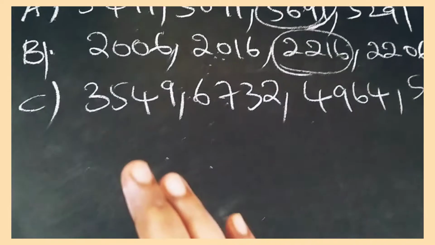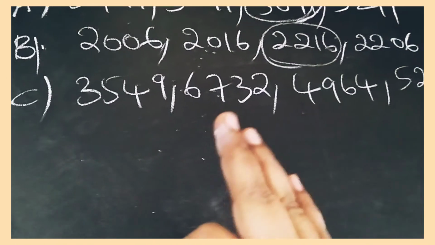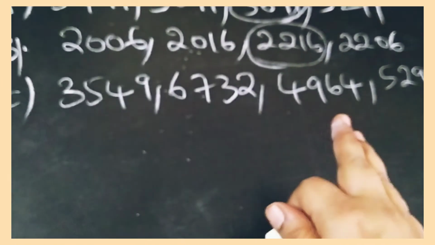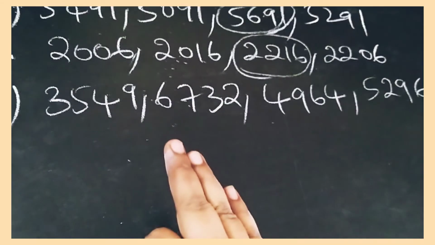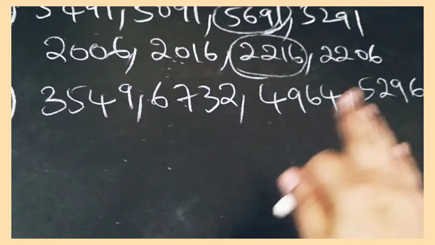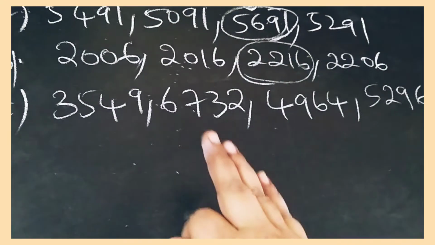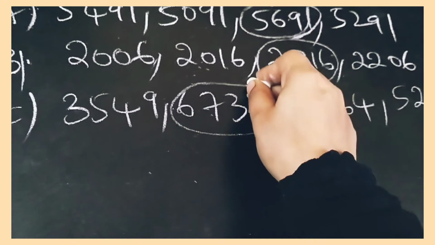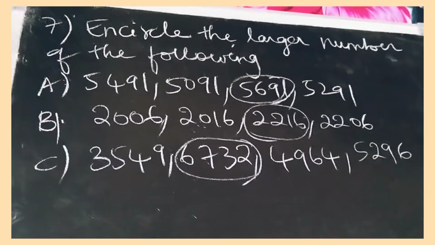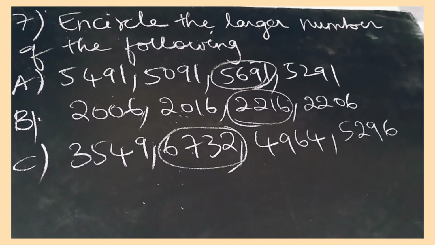Next one is 3549, 6732, 4964, 5296. Here 6000 is there, 3000, 4000, 5000. Which is the larger number? 6000. So you have to encircle this number. Like this you have to encircle the larger number.